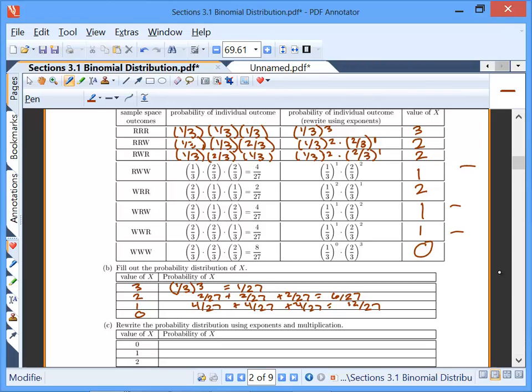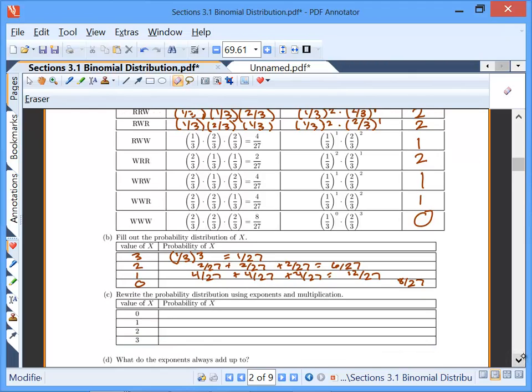And finally, for the 0, the only way I can get a 0 is if I have this last one. So it is 8 out of 27. So that's how we would do the probability distribution, using the things we've discovered in the past. Okay. So let's say we want to rewrite our probability distribution using exponents and multiplication.